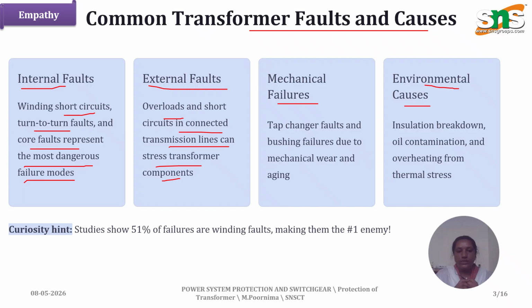Here comes a curious hint. A study shows 51 percent of the failures are winding faults, making them the first and major enemy. So winding fault is the major enemy.